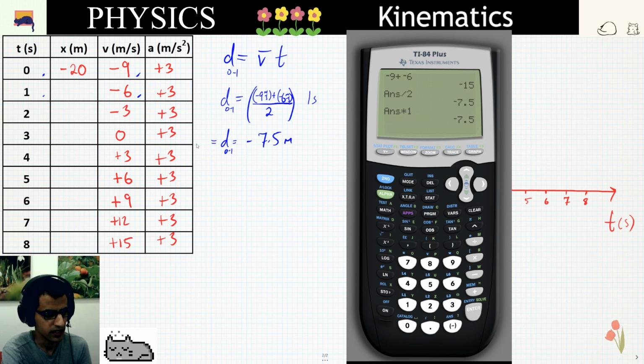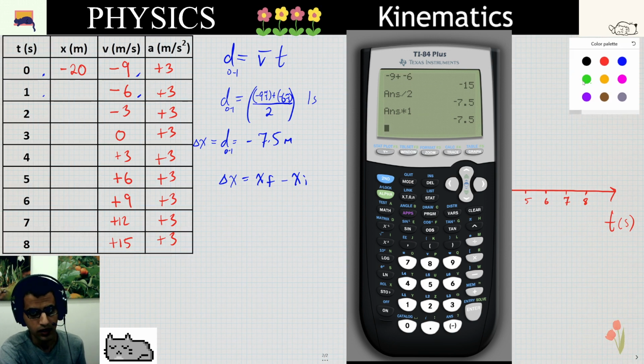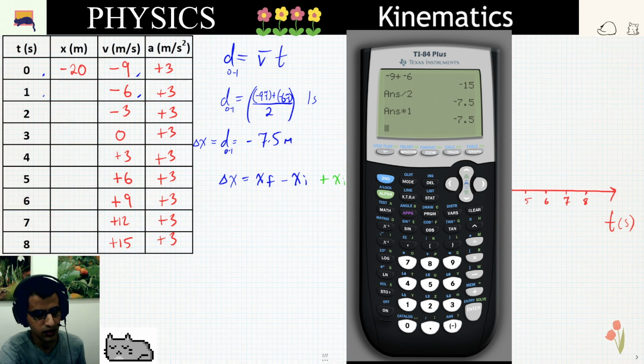We need to remember that this is really a delta x, and the equation for delta x is final position minus initial position. So to find final position, I do some algebra here, because we can show the algebra. We can add initial position to both sides.